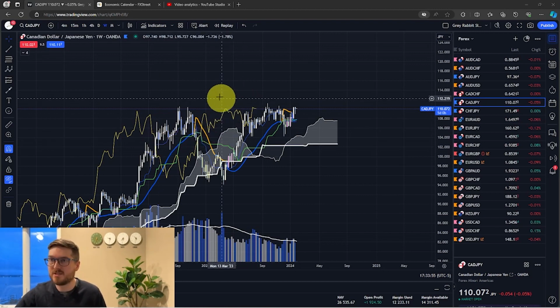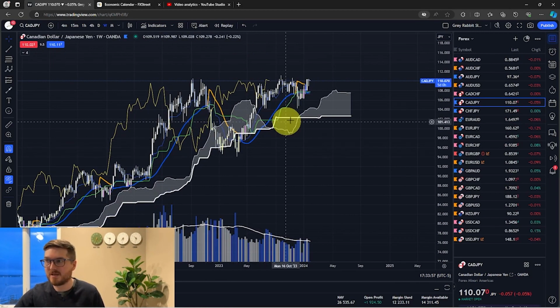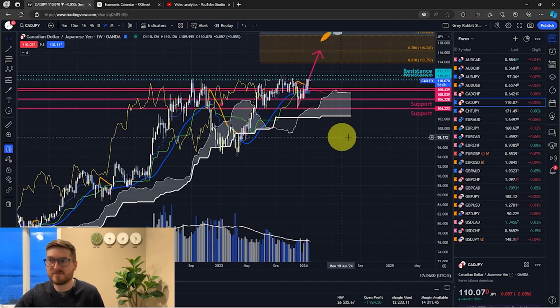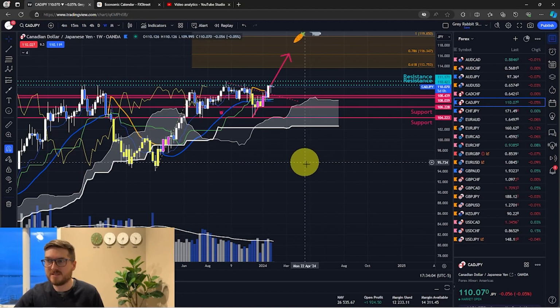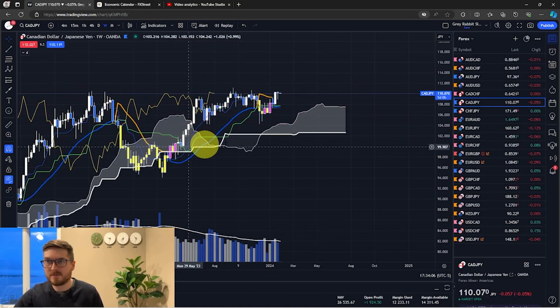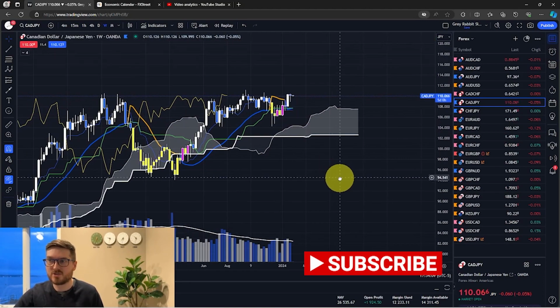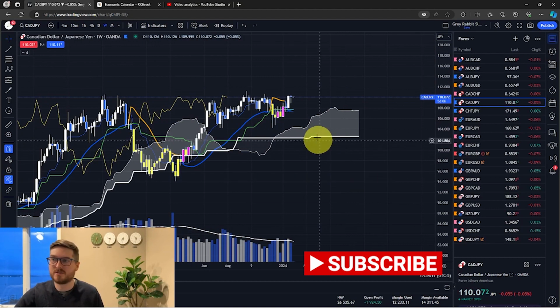So CAD Japanese yen on the weekly. Now guys, I have this marked as blue. I'm waiting for the lower time frames to confirm a nice entry. But according to my new slingshot strategy that I've been working on this past year, we see the candles are highlighting up here, right?